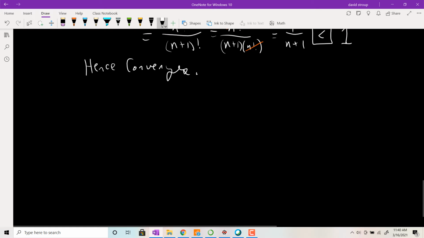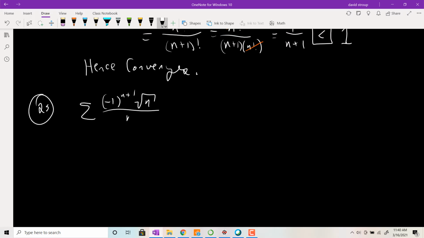Let's look at another one. Let's try number 25. You have the series of negative 1 to the n plus 1 times the square root of n all over n plus 2 from n equals 1 to infinity. So again, I'm taking a look at the limit of the square root of n over n plus 2 as n goes to infinity.